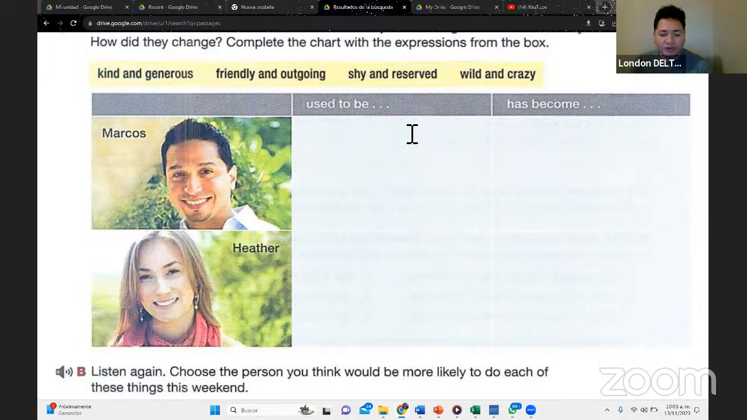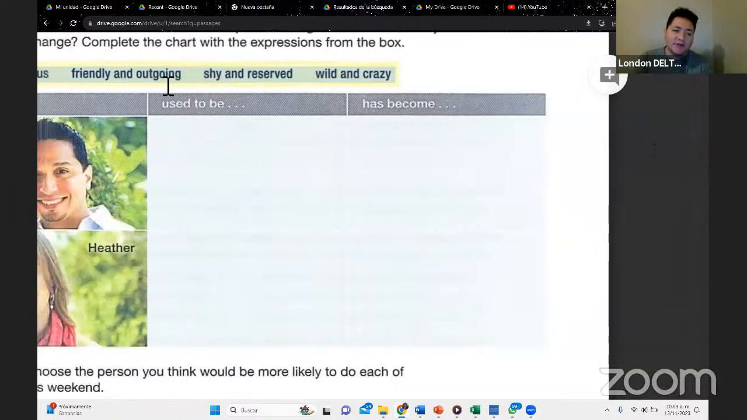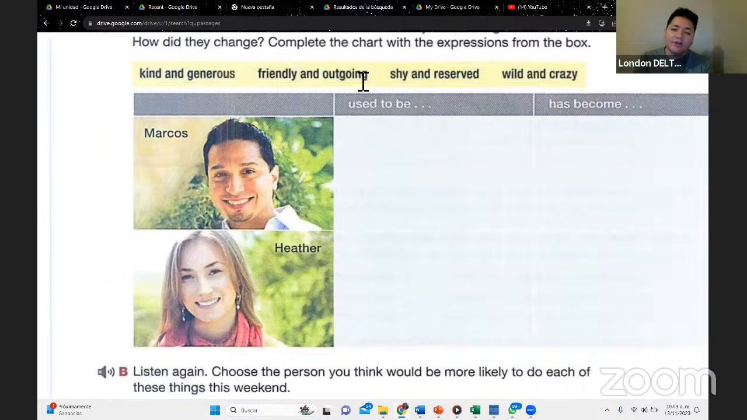So which of these do you feel more identified with? ¿Con cuál de estos se sienten ustedes más identificados? Kind and generous, friendly and outgoing, shy and reserved, or wild and crazy? Which one defines more your personality? For example, I would say maybe kind and generous.